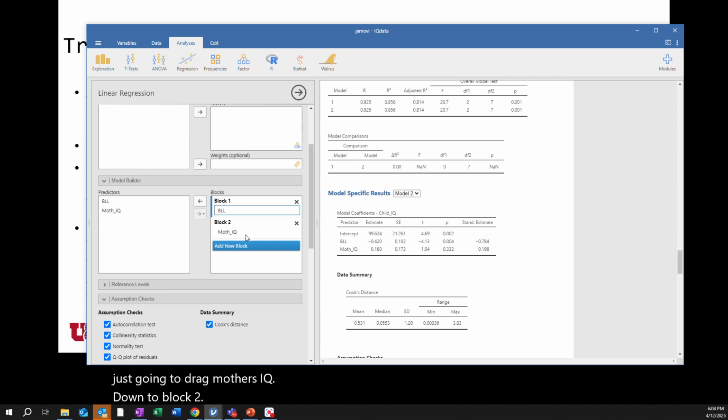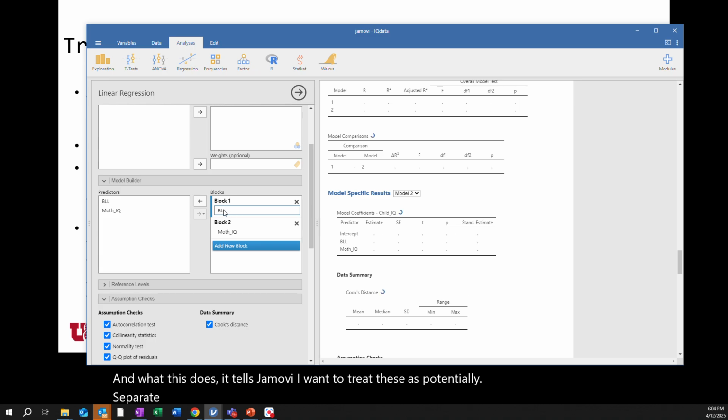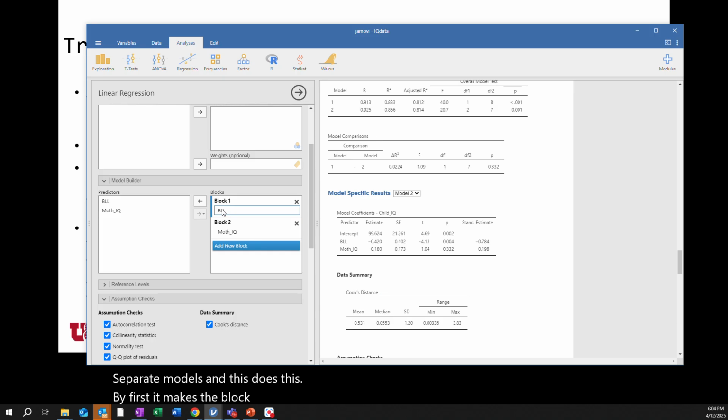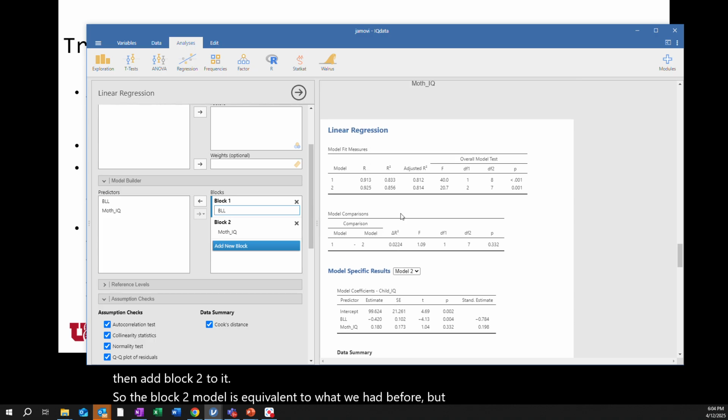And what this does, it tells Jamovi I want to treat these as potentially separate models. It does this by first making the block 1 model, and then taking whatever is in block 1 and adding block 2 to it. So the block 2 model is equivalent to what we had before, but now you'll see we have a couple extra lines here.